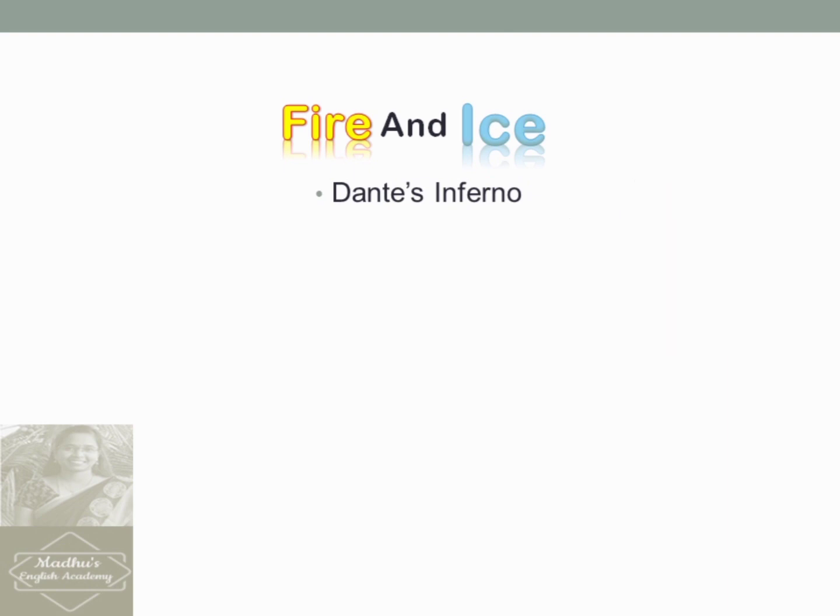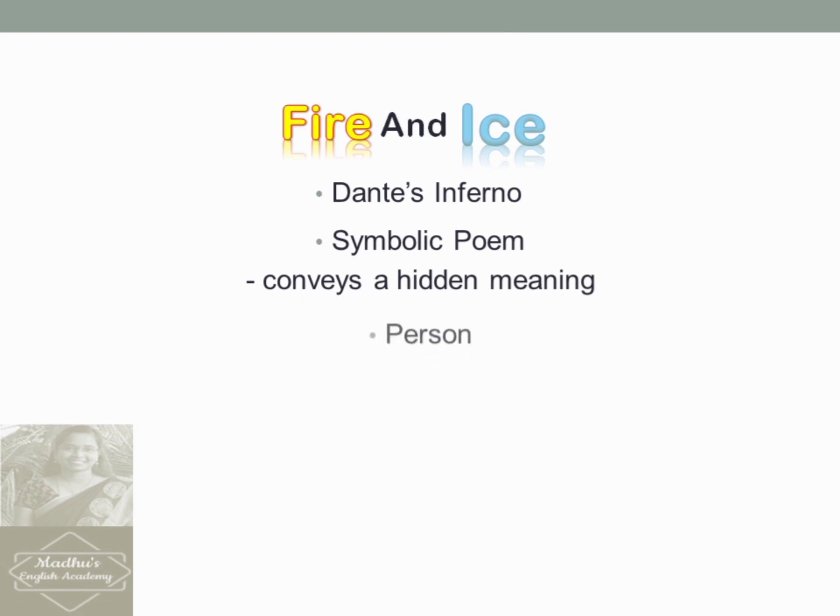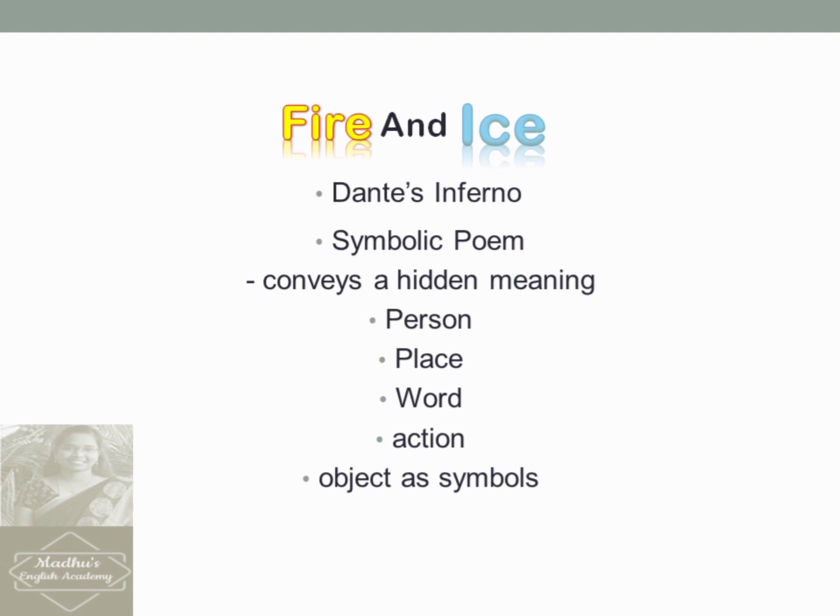Fire and ice. This is a symbolic poem. A symbolic poem conveys a hidden meaning. The poet may use a person or a place or a word or action or any object as symbols to convey his message. In this poetry, Robert Frost has used fire and ice to convey his message.